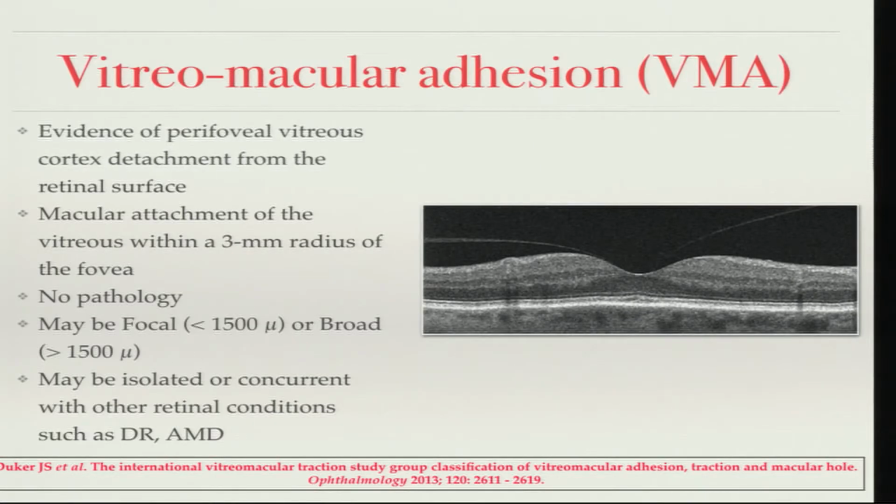So, Vitreo-macular traction has been defined and classified by the International Vitreo-macular Traction Study Group, or the IVTS, which defined adhesion as the evidence of perifoveal vitreous cortex detachment from the retinal surface. So there's a macular attachment within a 3 mm radius from the fovea. There is no pathology. This may be focal, less than 1,500 microns, or broad, more than 1,500 microns. The idea is there is no pathology in VMA.